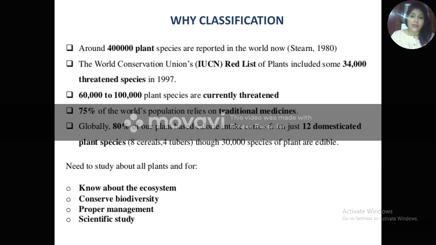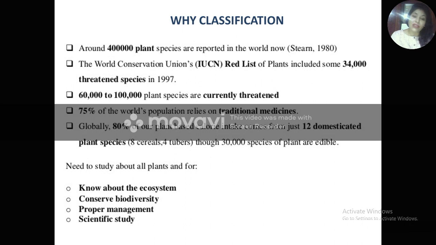But also, there are many plants which are threatened, which we need to conserve. There are thousands of plants which are used in our medicines, traditional as well as modern. We need to know them specifically and we need to conserve them. Also, 12 domesticated plant species actually constitute about 30,000 species of all the plants that we eat. So in a nutshell, we need to know our plants, we need to identify them, because we need to know their roles in the ecosystem so that we can conserve them. We can conserve the biodiversity around us.